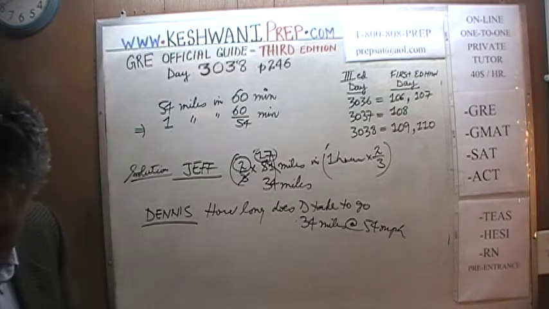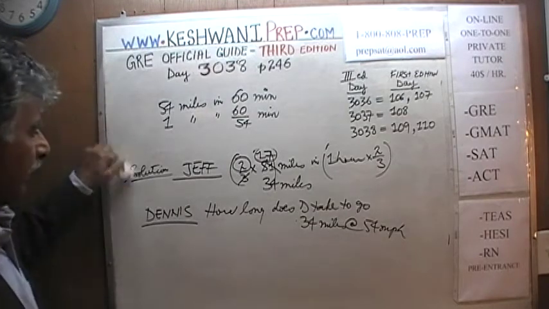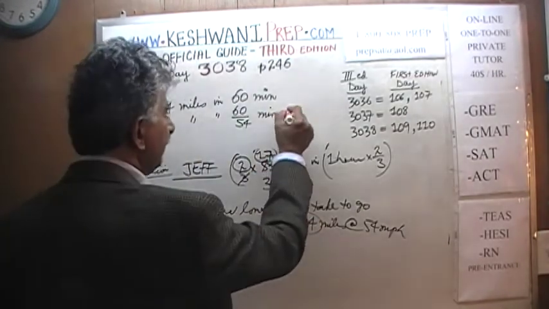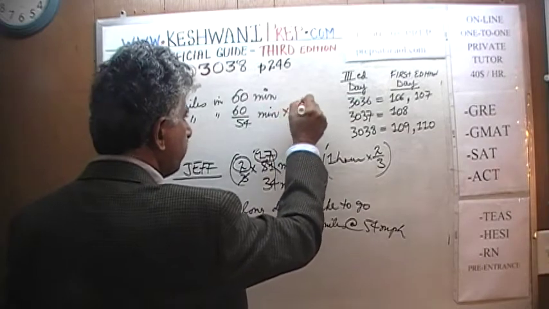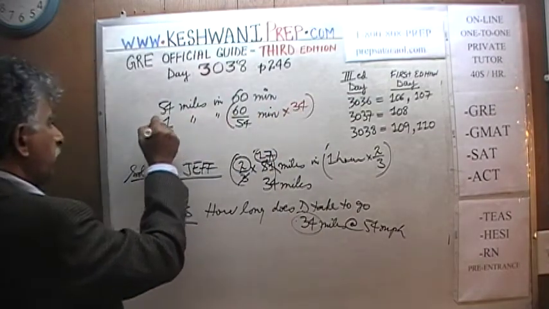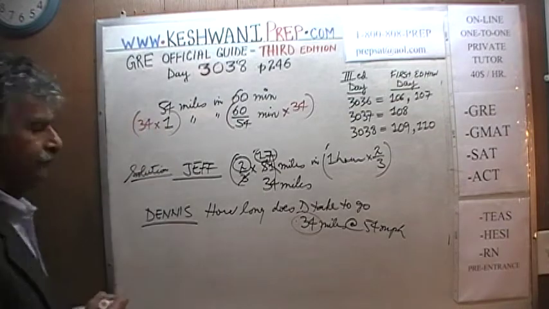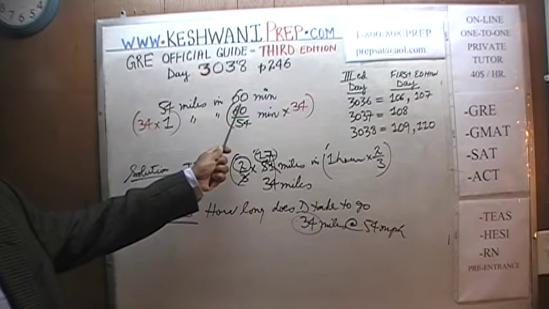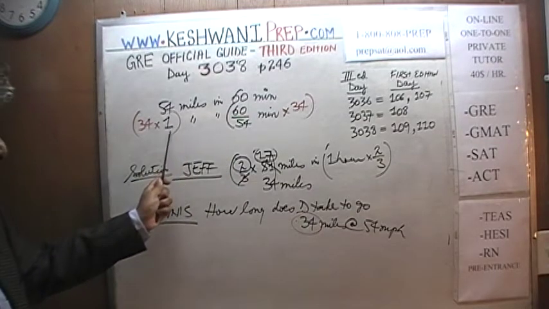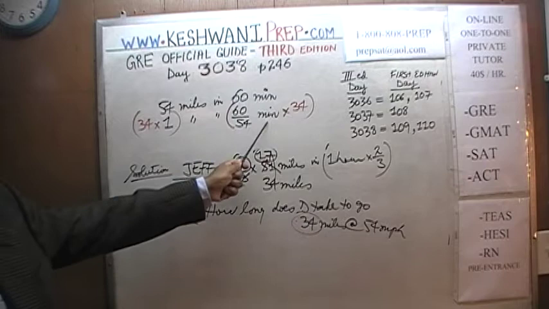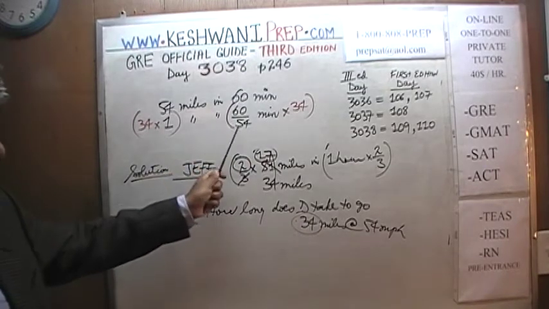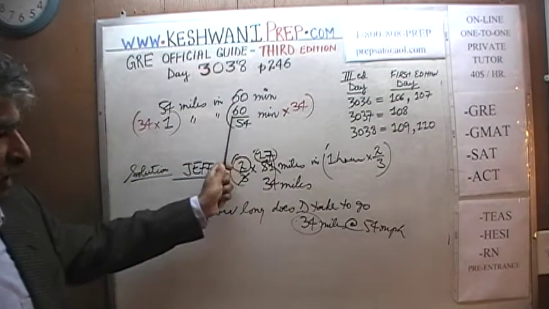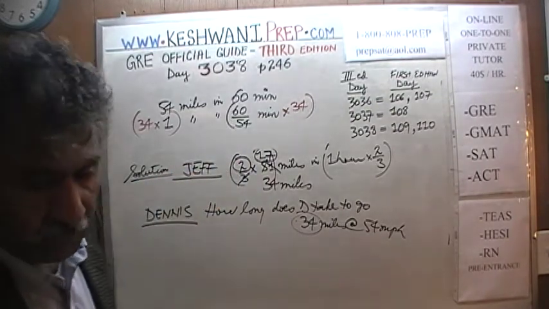We want him to go 34 miles. Let's multiply both sides of this statement by 34. Voila. One more time. He goes 54 miles in 60 minutes. Well, if he goes 54 miles in 60 minutes, he must go 1 mile in 60 over 54 minutes. Well, if he goes 1 mile in 60 over 54 minutes, then he must go 34 miles in 34 times this amount. All we have to do is work on this thing and we will have our answer.